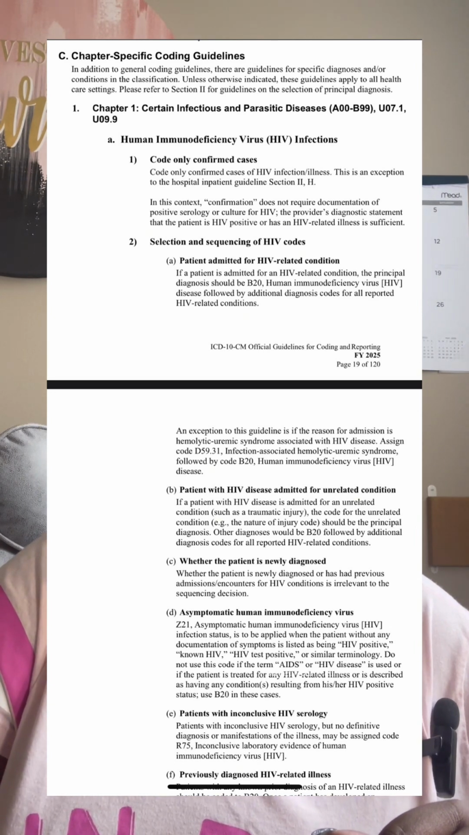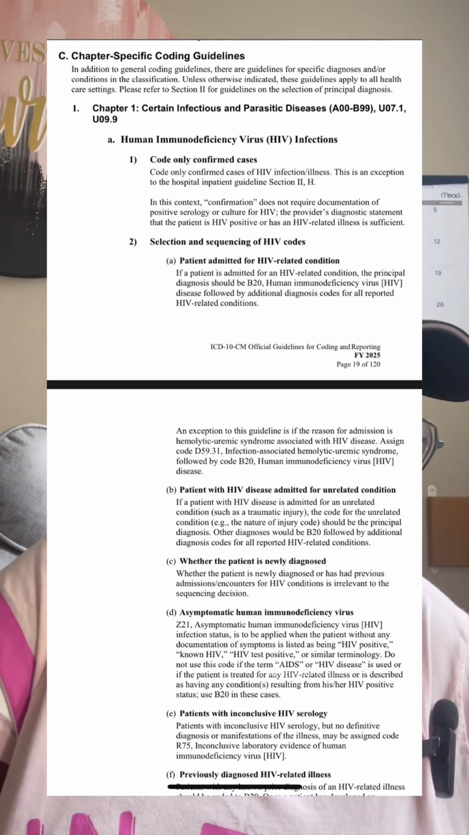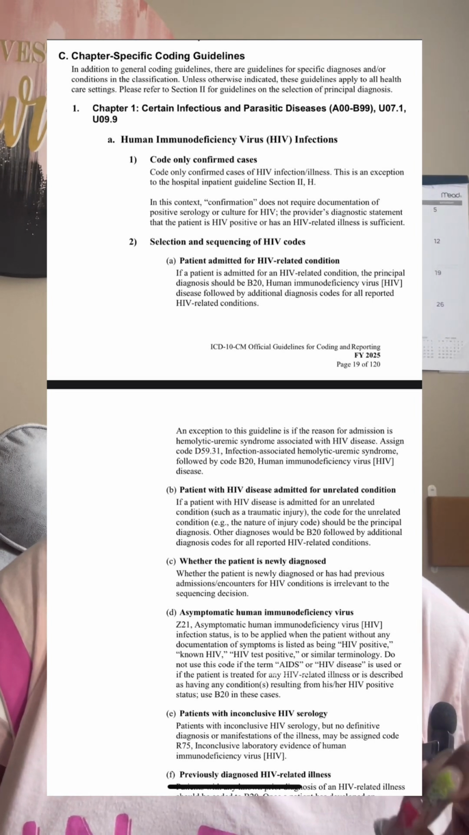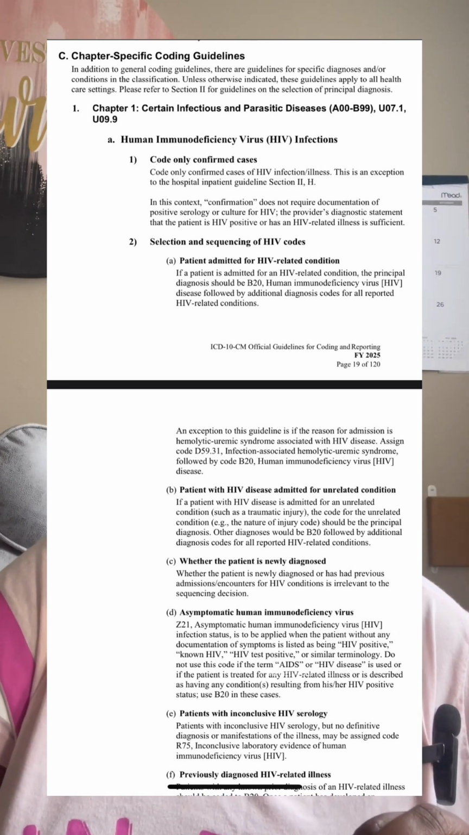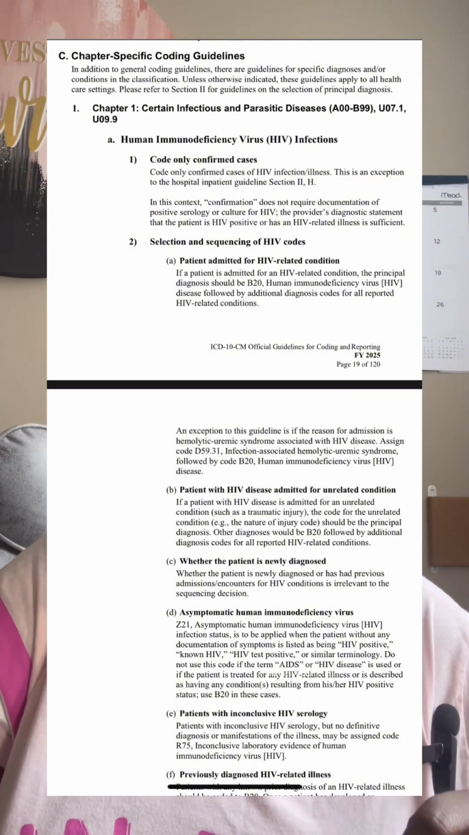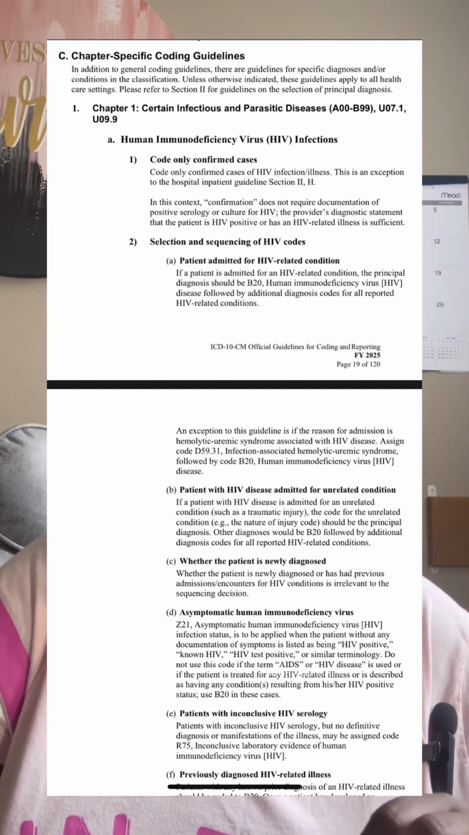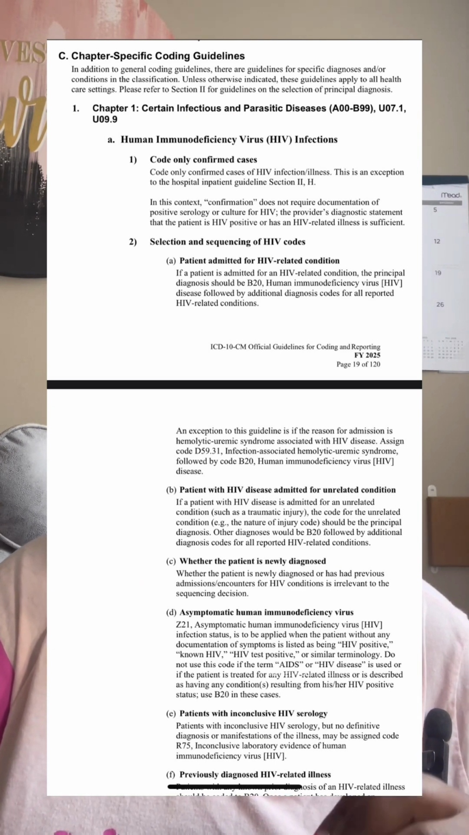And so they are telling you to code only confirmed cases, which this scenario says the patient has a known history of HIV, so that classifies as a confirmed case. And if a patient is admitted or being seen for an HIV related condition, the principal diagnosis should be B20, followed by any additional diagnosis for the HIV related condition.